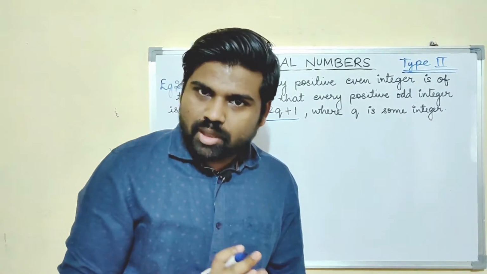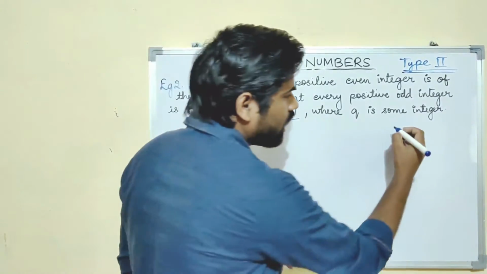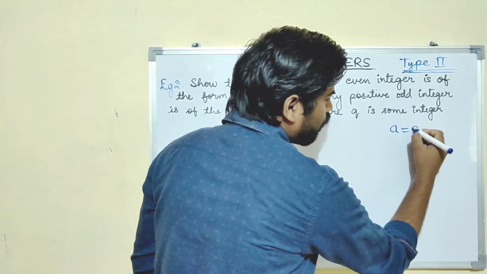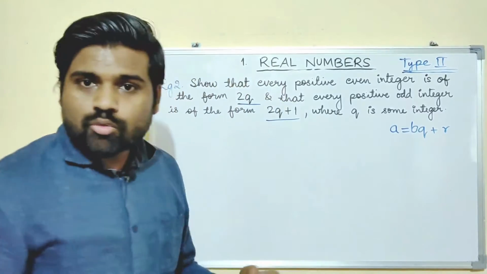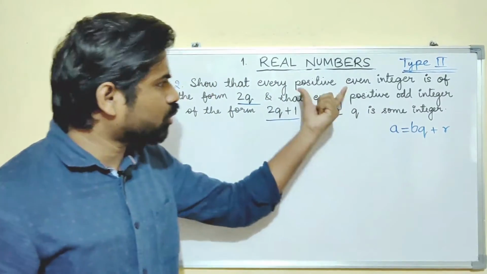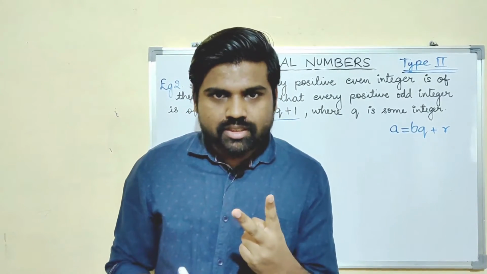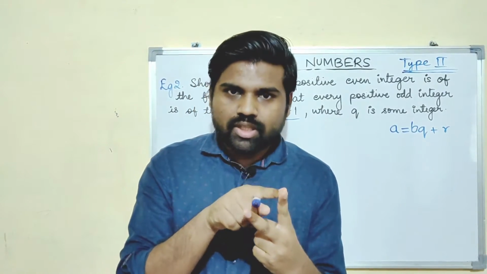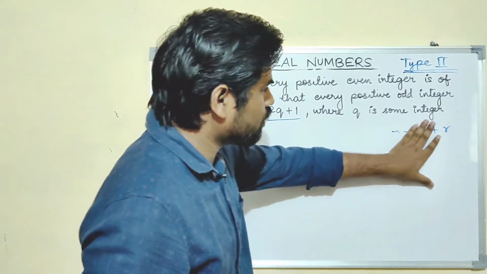See, this is a very simple type of question. Let me tell you the trick. As you know that in Euclid's division lemma we write a equals bq plus r. So we will use this concept to prove this. Now in Euclid's division lemma there were two unique integers, to begin with, a and b. So we will assume a and b here also.